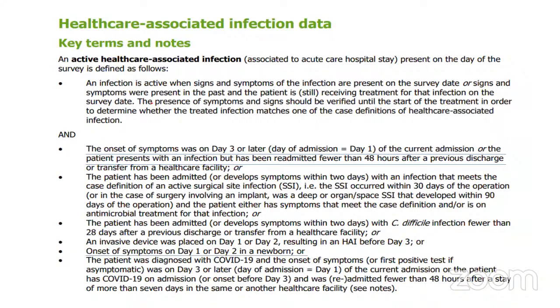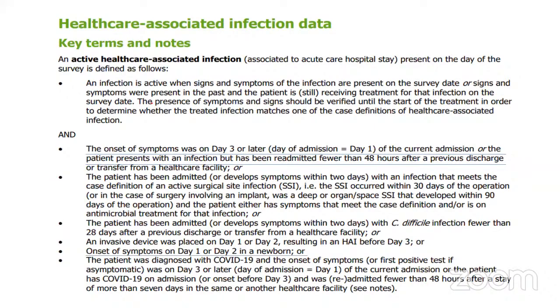They define an active healthcare-associated infection as when you have symptoms present on the day of the survey. It's defined as follows. An infection is active when signs and symptoms of the infection are present on the day of survey, or signs and symptoms were present in the past and the patient is still receiving treatment for that infection on the survey date. The presence of symptoms and signs should be verified until the start of the treatment in order to determine whether the treated infection matches one of the case definitions of healthcare-associated infection.